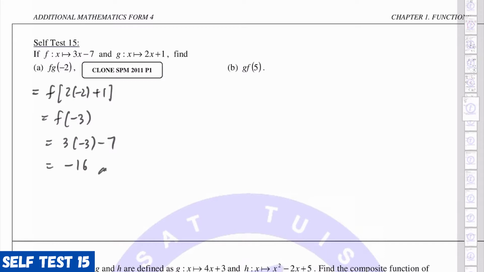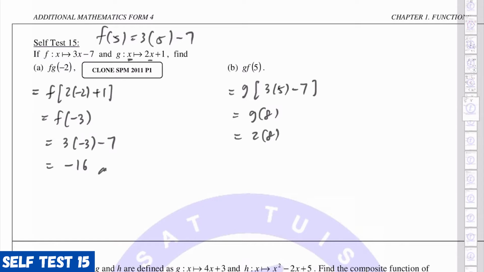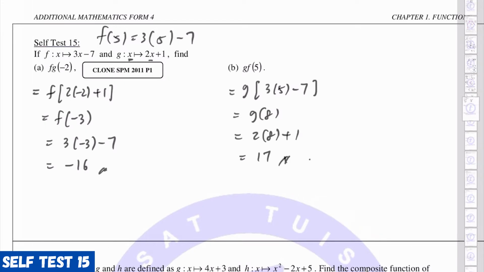On the other hand, if you have gf(5), we have to put 5 inside f. Now look at what you have for f. f(x) is 3x minus 7. If I put 5 here, I must put 5 here, remember? So this is 15 minus 7, which is 8. g(8) means I substitute 8 inside here. So it's 2 times 8 plus 1. 16 plus 1, 17.